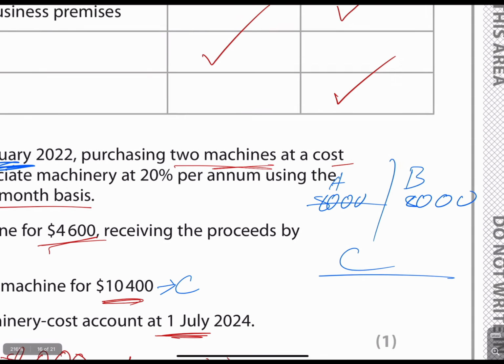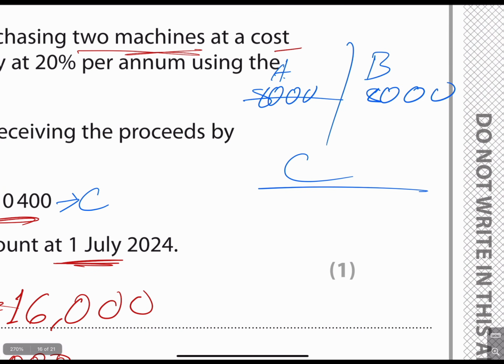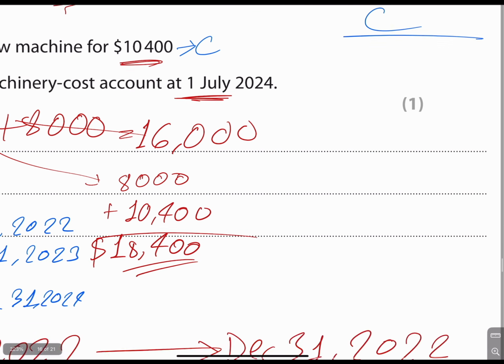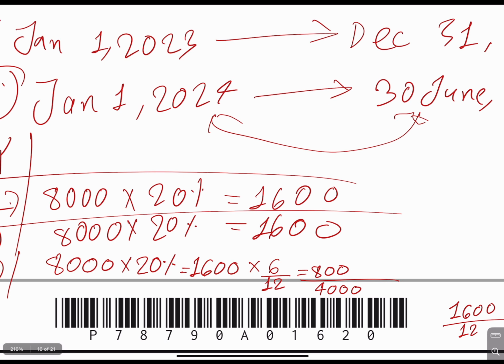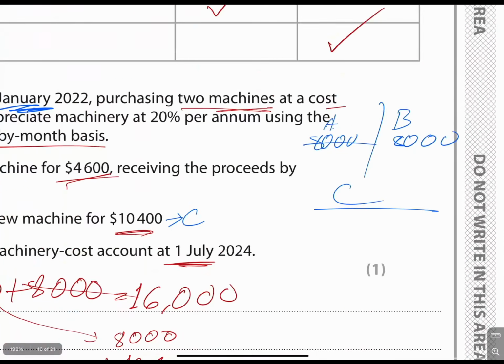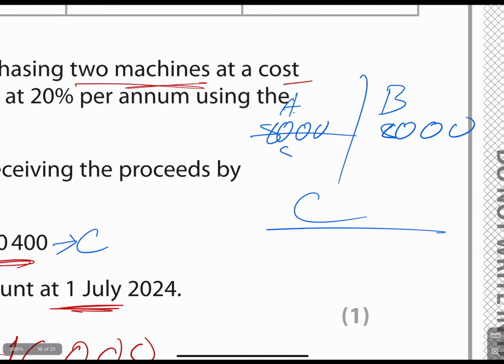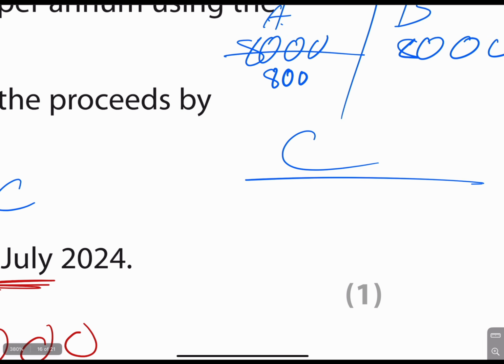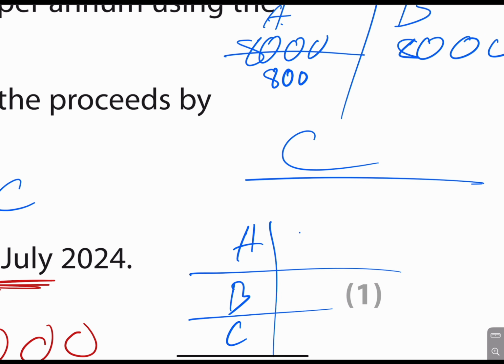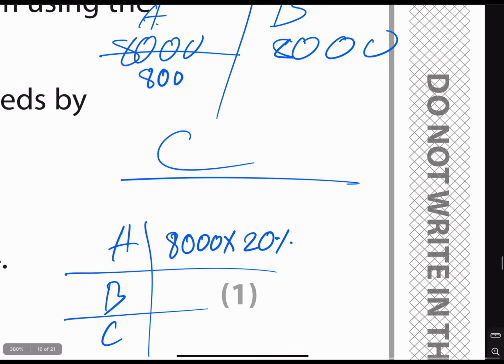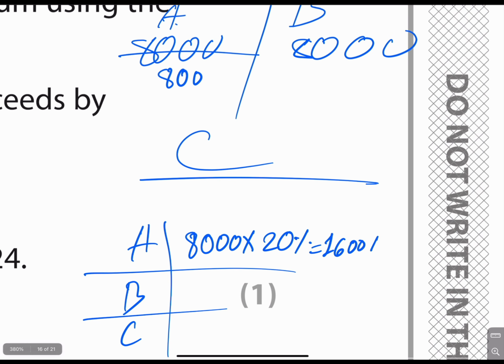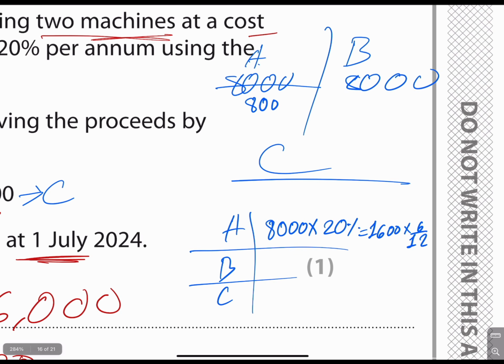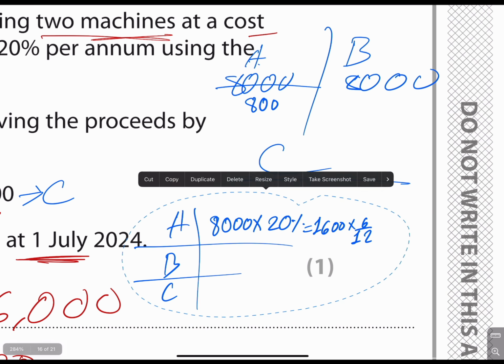Now how do we do this? Here, we have sold asset A. This year asset A has depreciated by 800, right? Because it was used for 6 months, 800. Let's do asset A, asset B, asset C. Now, how did we depreciate it? 8,000 into 20% is 1,600, into 6 by 12. We got 800 for asset A.